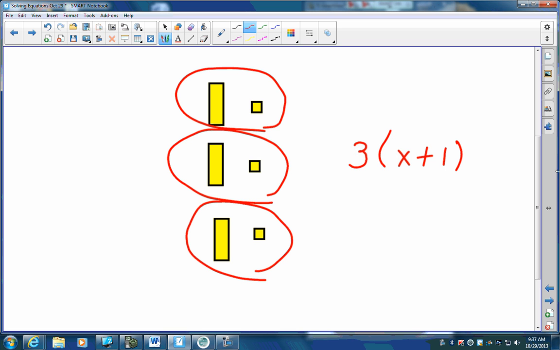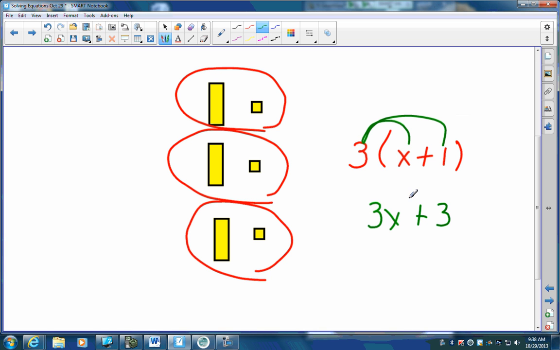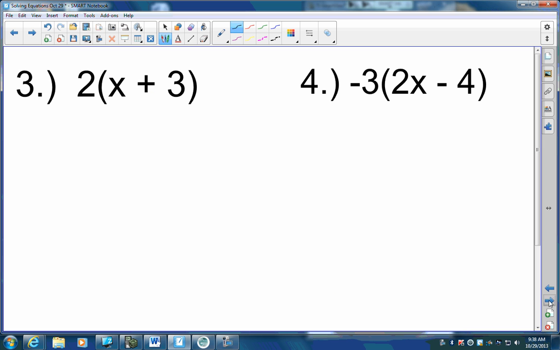Then my simplified. When I take 3 times x, I get 3x. 3 times 1, I get 3. To check this in the calculator, you would do it the same way we did the last one. You'd put the original problem into y1, what we think the answer is into y2. And then you would look and see and make sure that y1 and y2 are the same all the way down.